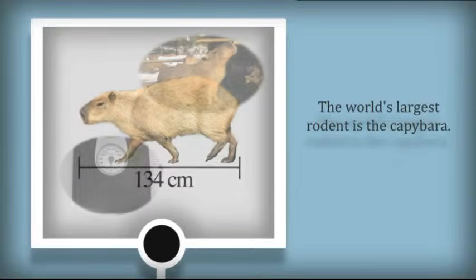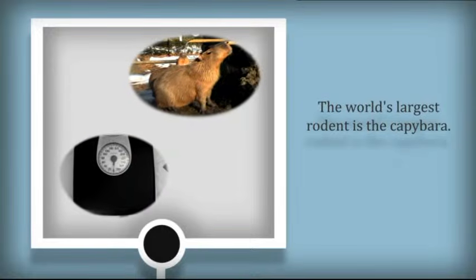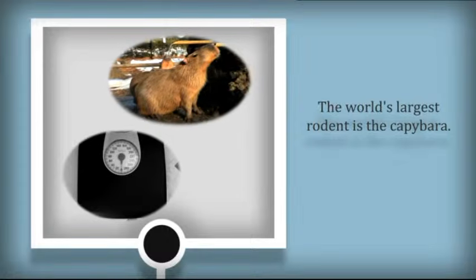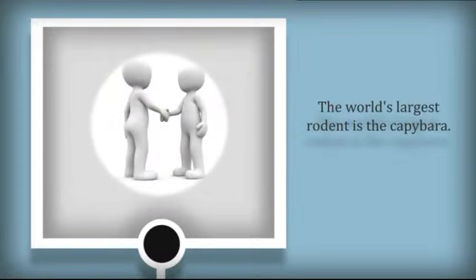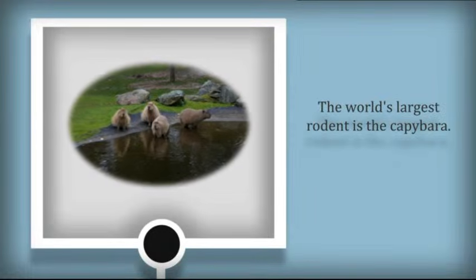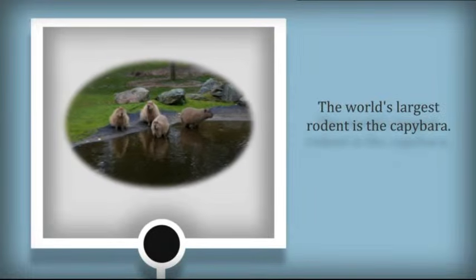34 centimeters in length, with a weight of up to 66 kilograms. They have a lifespan of about 8 to 10 years. The capybara is highly social and can be found living in groups of up to 100 individuals.